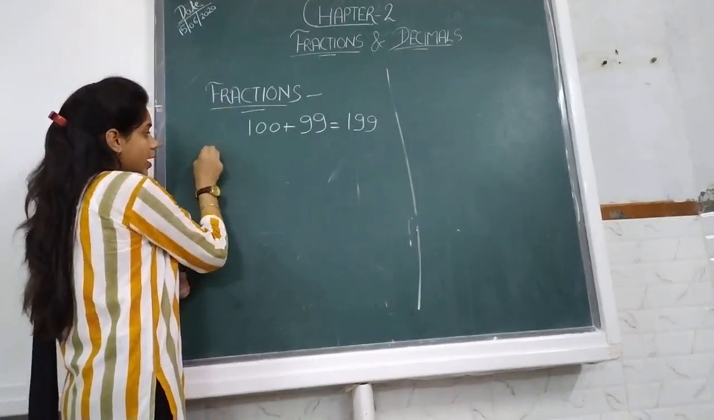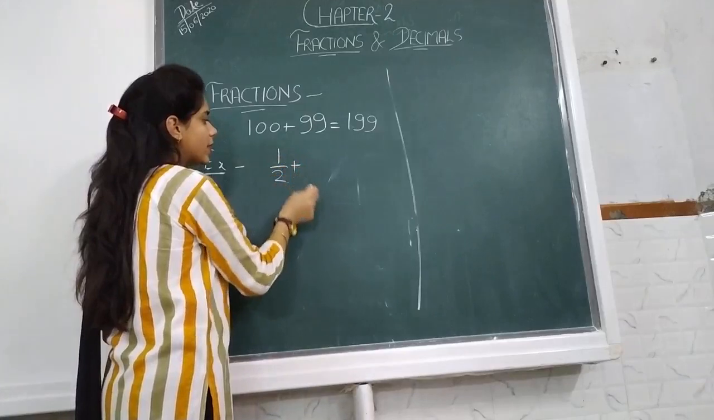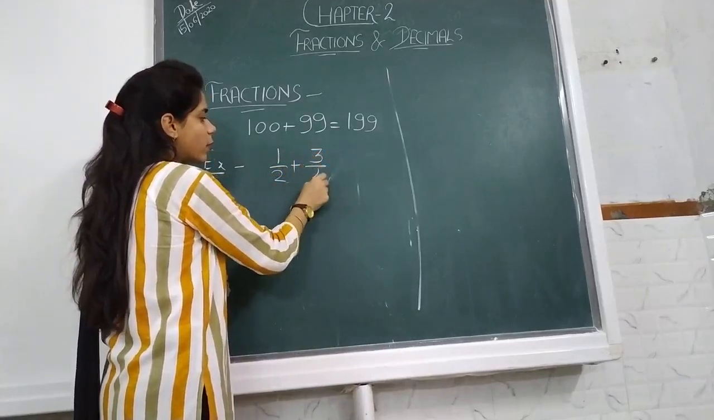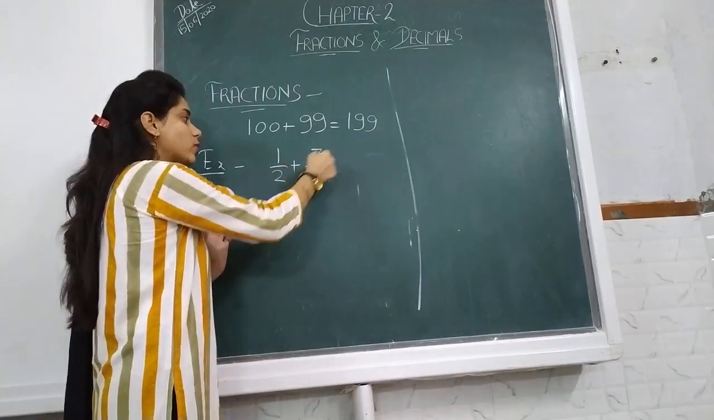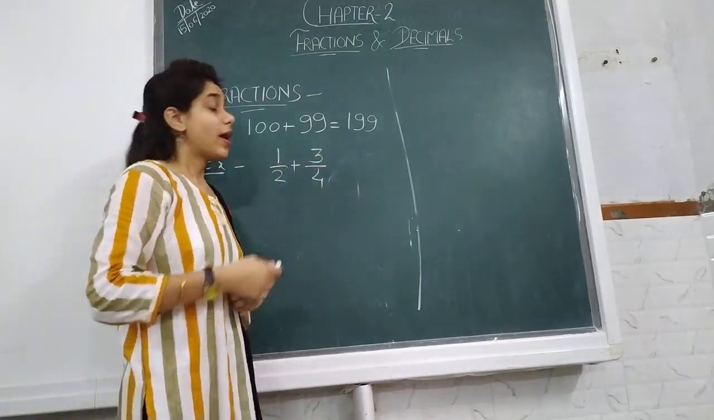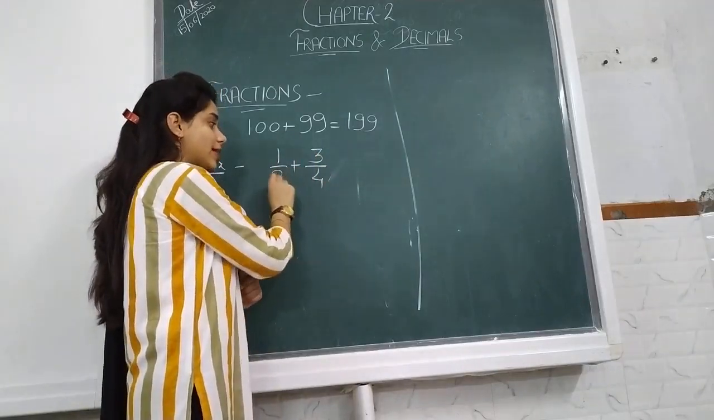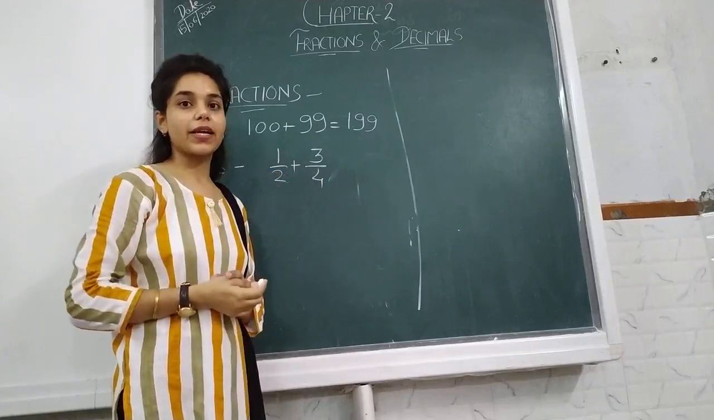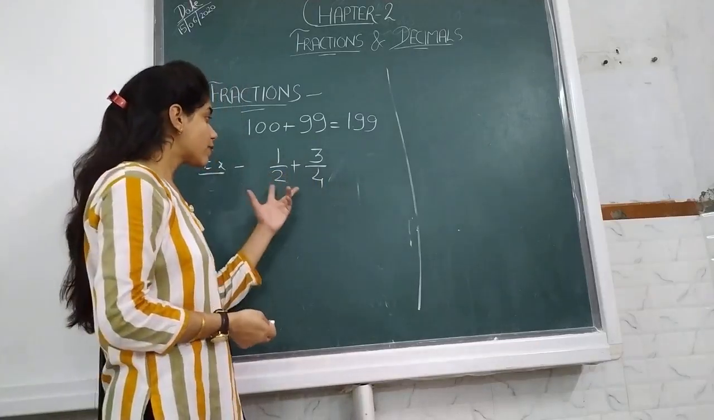So if you have to add 1/2 with 3/4, okay, 1/2 will be added to 3/4. But how will it be added? It will be added by taking the LCM of the denominators. Why are we taking the LCM, students? Because we have to make the denominators the same.